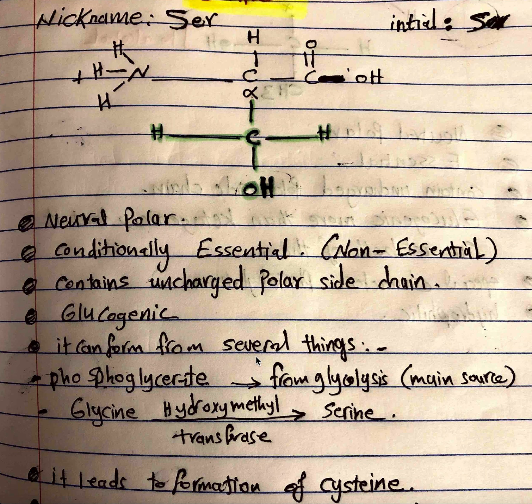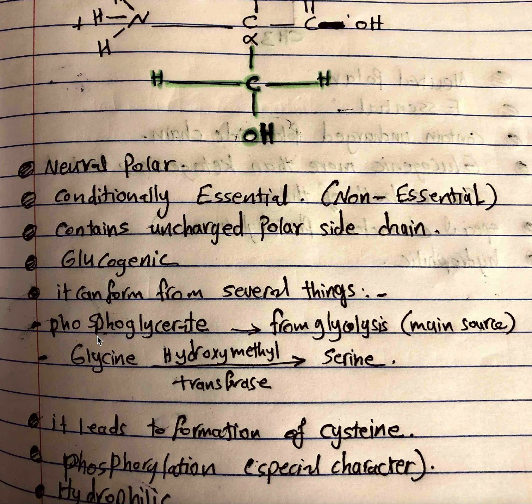It can form from several things, like phosphoglycerate. It's actually 3-phosphoglycerate from the glycolysis. That is the main source of the serine. I mean here that the phosphoglycerate can form serine. This is the main source, the most important source of the serine. We can get the serine from the phosphoglycerate.